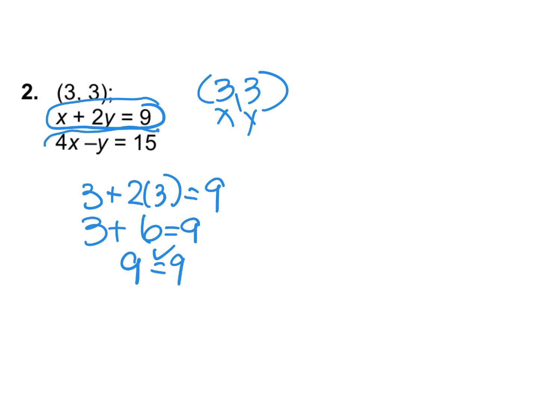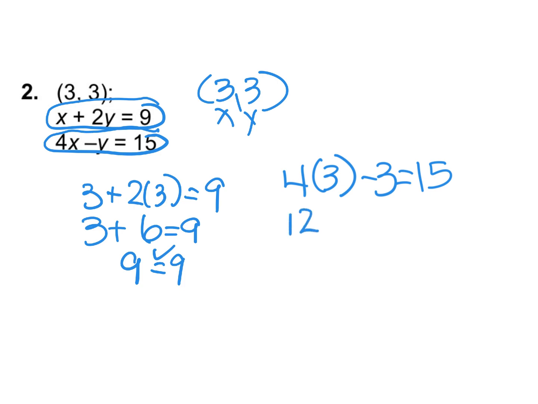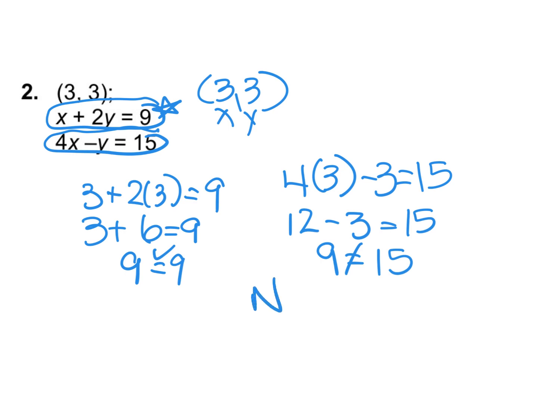So let's go ahead and test it for the second one. We have 4 times 3 minus 3, and is that equal to 15? So is 12 minus 3 equal to 15? Well, 12 minus 3 is 9, and that is not equal to 15. And because it doesn't work for both of them, as soon as you know that it doesn't work for one of them, you know that it's not going to be a solution, and you wouldn't have to test the second point. So this is not a solution.